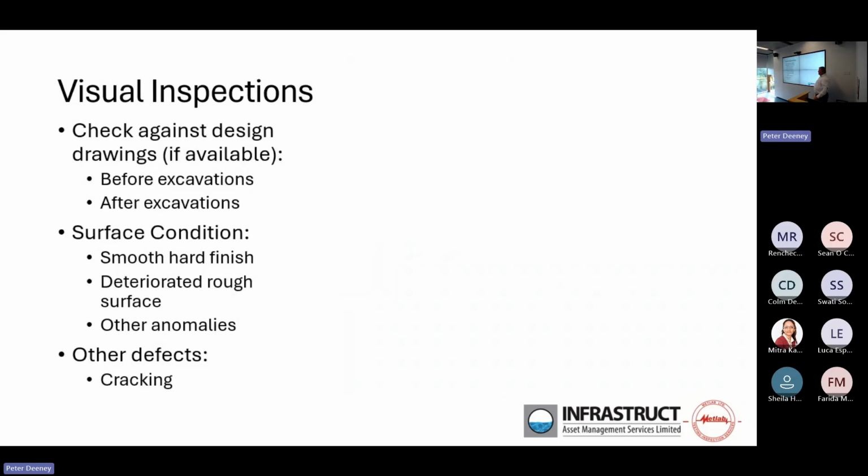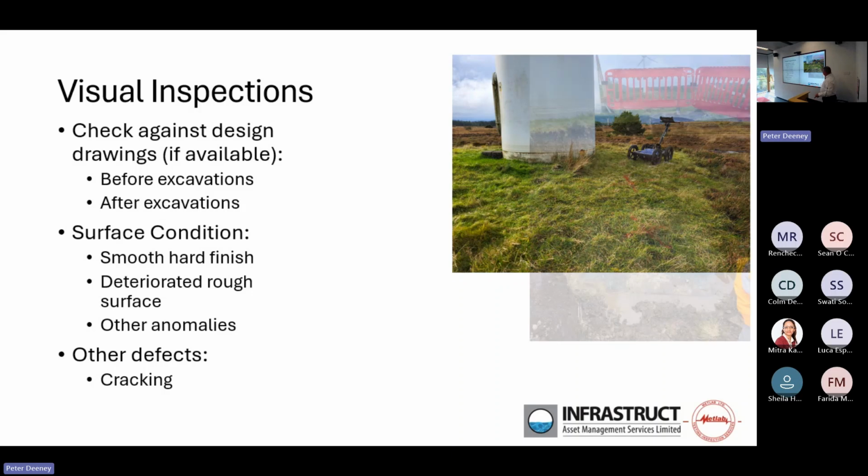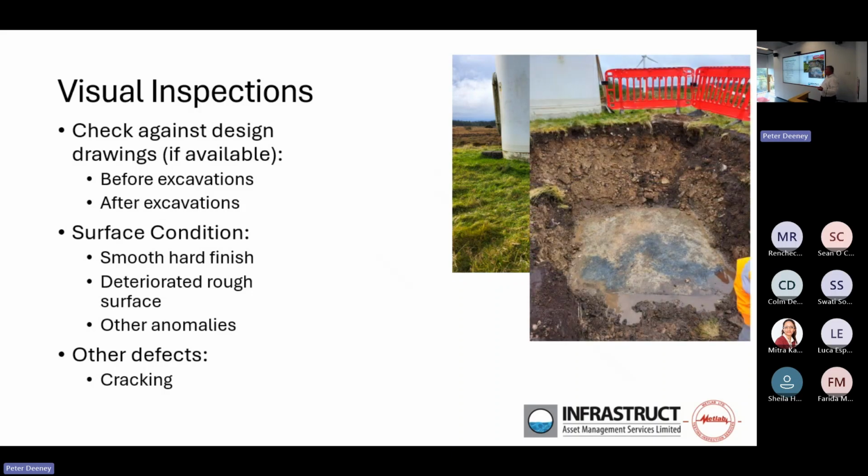Ultrasonics then, well, I suppose we'll look at visual inspections first. Again, when we're on site, we want to check before we actually dig down, ground penetrating radar, let's see if we find any obvious defects that we might want to target. As soon as we open up the foundations, we're looking at the concrete surface, we're looking at the edge of it all possible. Is it smooth? Is it hard? Is there obvious deterioration on it?